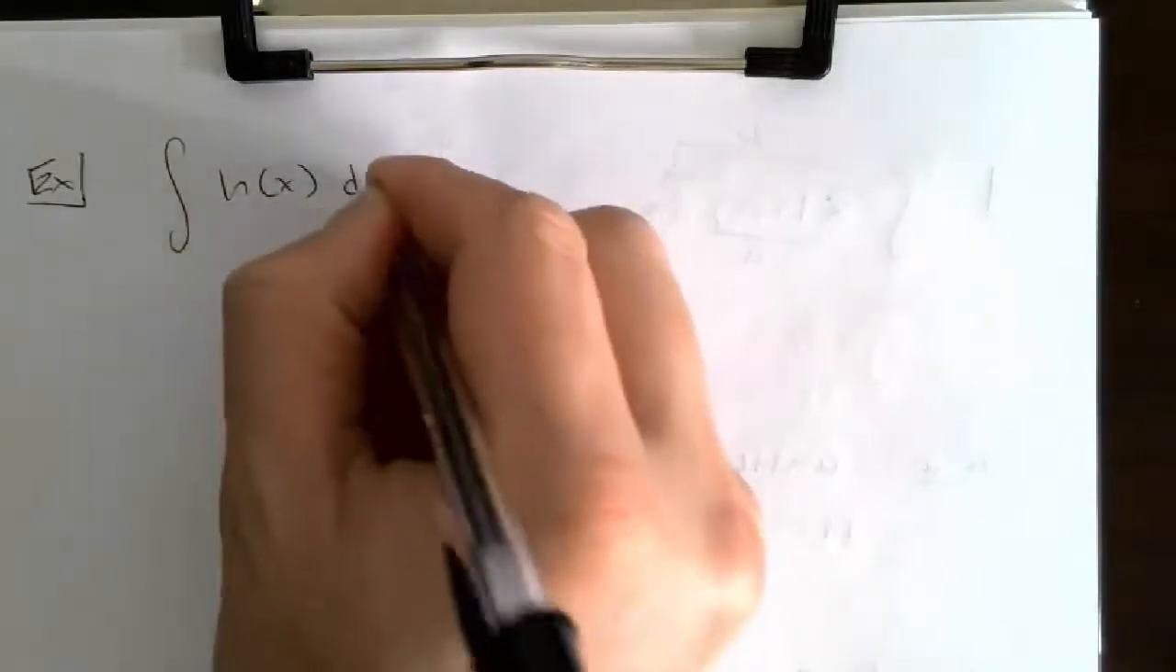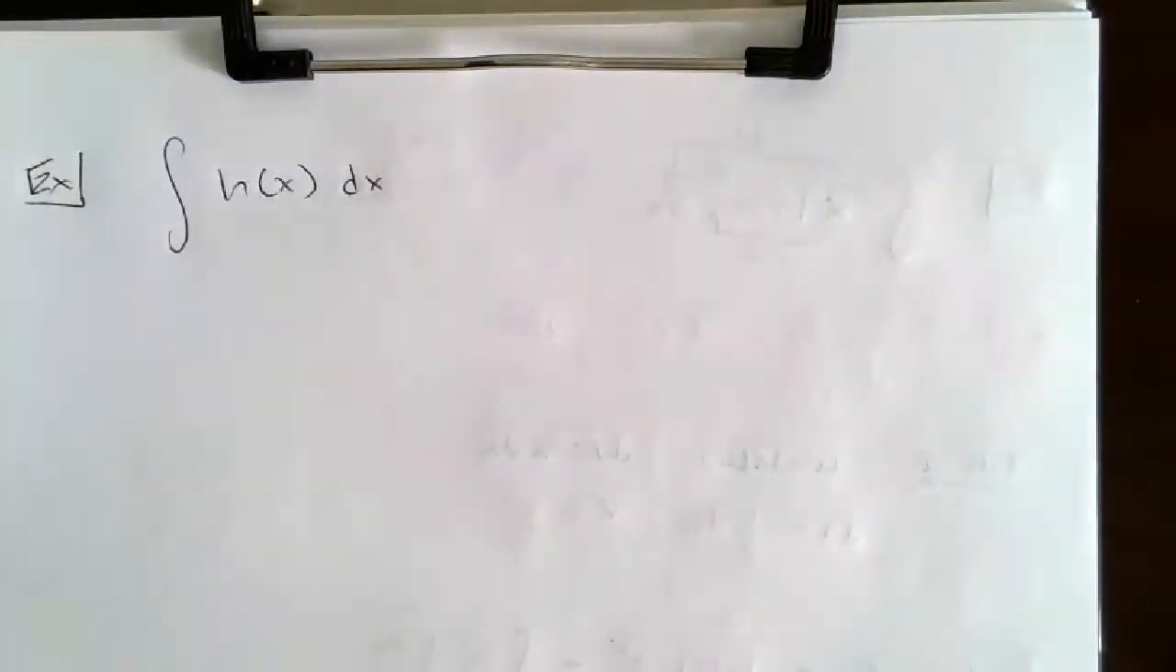So in this example here, we have the integral of ln of x dx. So remember what you're doing, right? This, natural log of x dx, might not look like a product of functions. It's really just one function. Natural log of x you're taking the antiderivative of. But we don't know how to take the antiderivative of natural log of x.